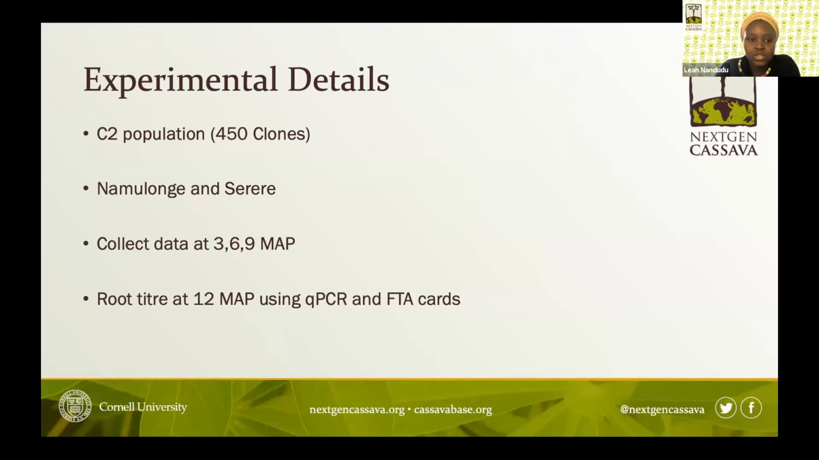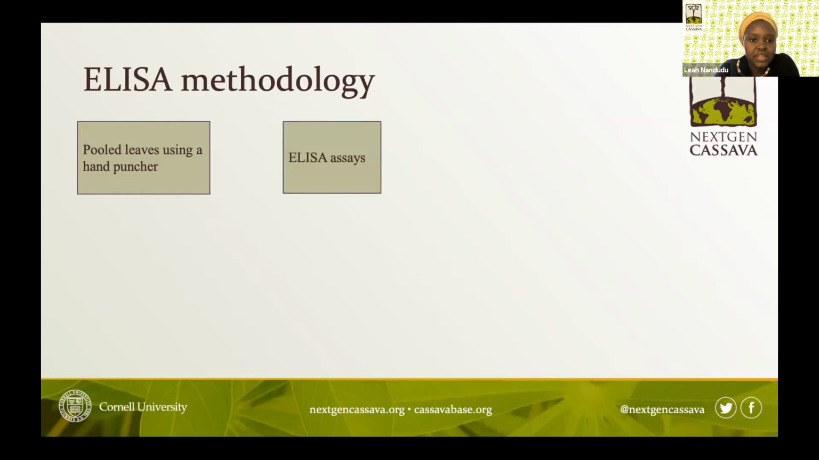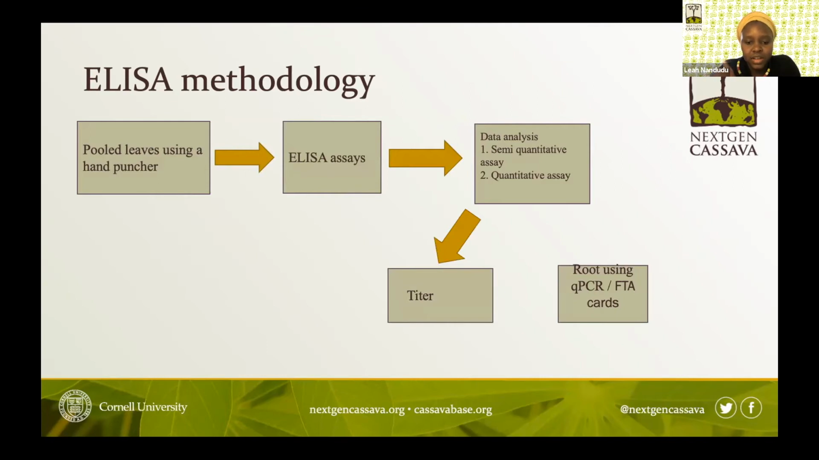To summarize the ELISA methodology, for the leaves, we are using pooled leaves since we are working on a plot basis, not a plant basis. Then we conduct ELISA assays on these leaves. From this, we look at the data as semi-quantitative and quantitative analysis. Then we generate the titer. At 12 months after planting, we take the root and carry out qPCR to identify the viral species and also the titer. This is also done with the FTA cards. So we'll still have viral titer for the root using two methods.